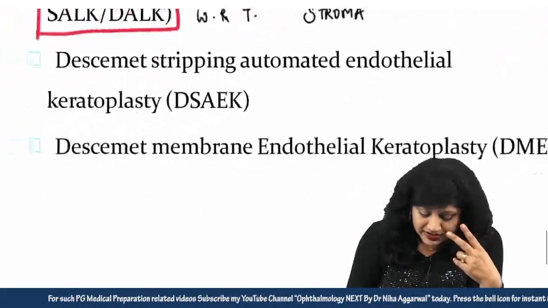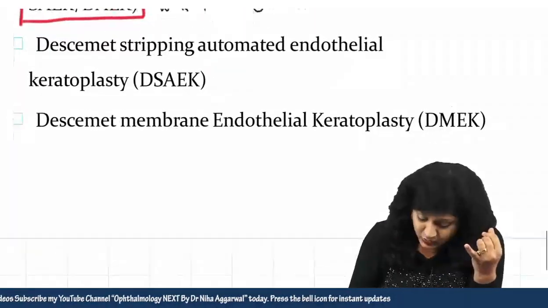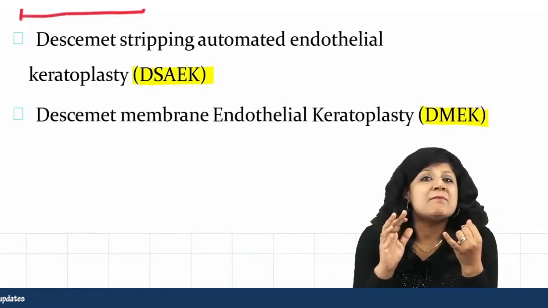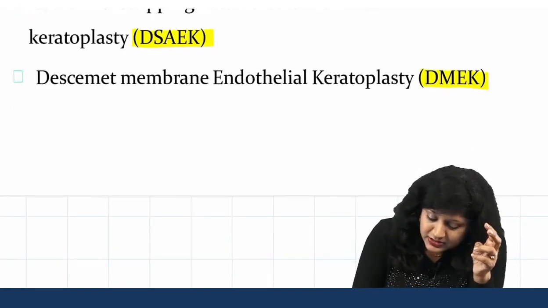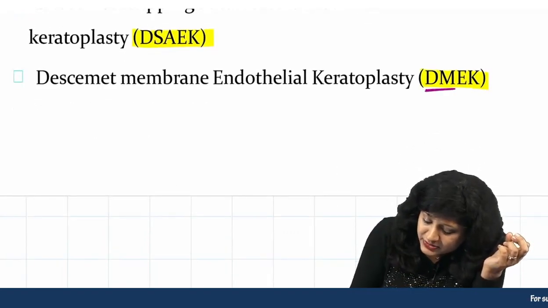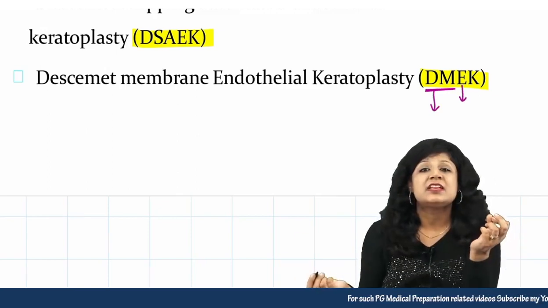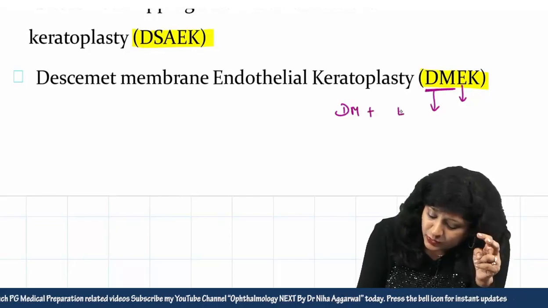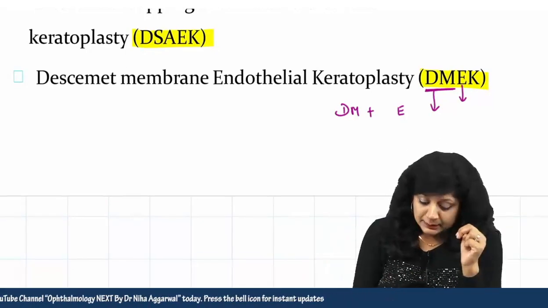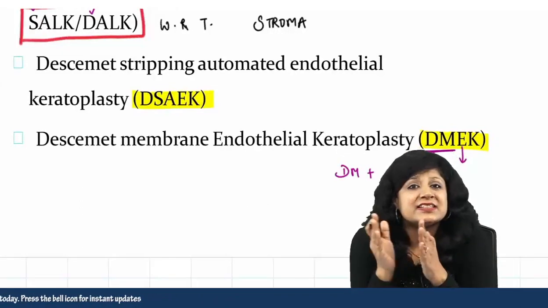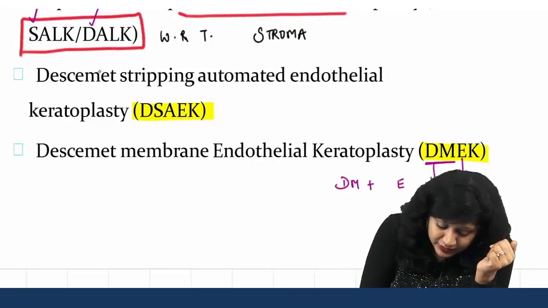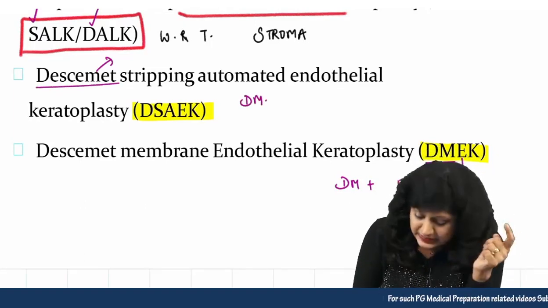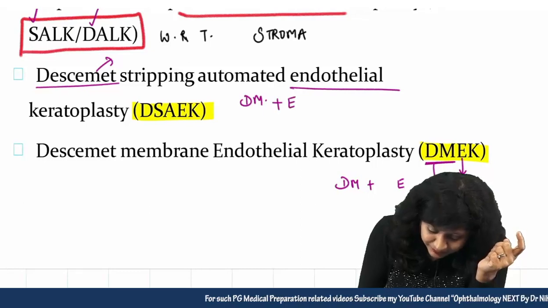But when it comes to the posterior layers, the posterior lamellar keratoplasty, we have got two options. One is your DSEK and one is your DMEK. Now DMEK is pretty easy. If you see, it is already saying Descemet membrane. This is endothelium keratoplasty. So you are simply giving two layers, Descemet membrane plus endothelium. So no confusion. But if you see that DSEK, we have got Descemet word. So this means it involves a Descemet membrane stripping, automated endothelium. So we have endothelium keratoplasty.